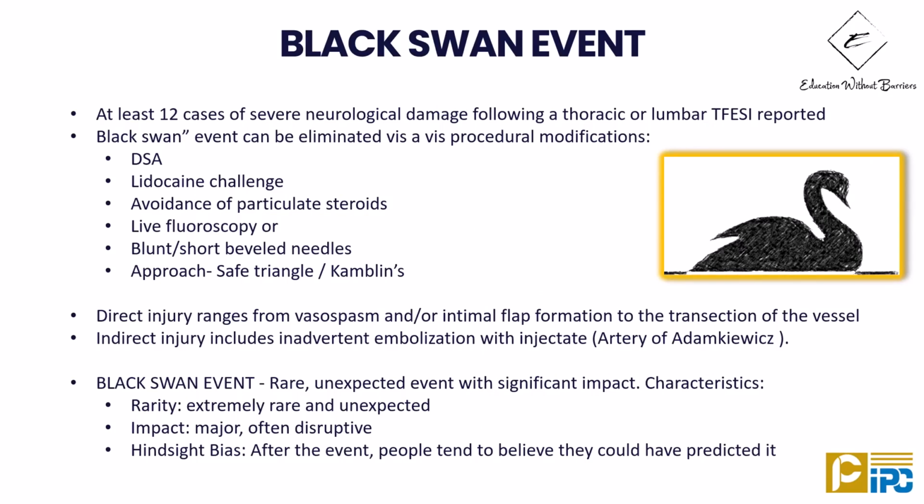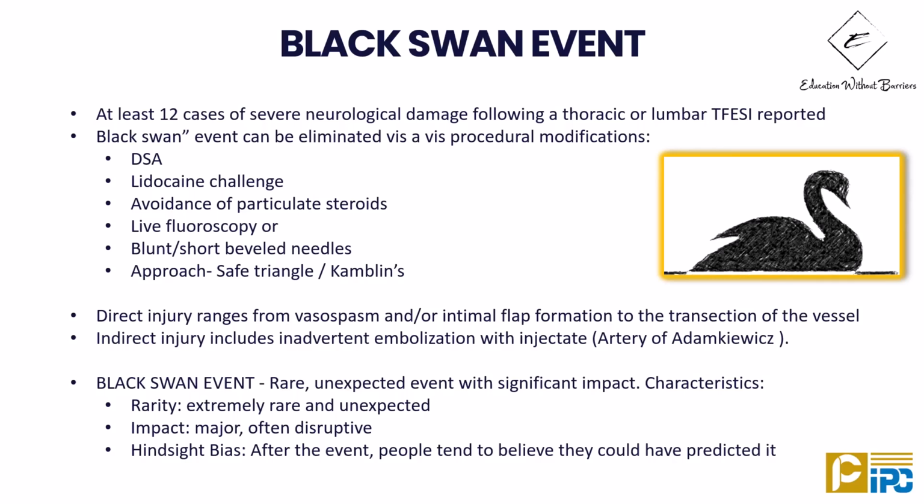What can you do to prevent it? Review the MRI scans, have DSA, digital subtraction imaging. If you have access to that, use that. Avoid particulate steroids, because some of these studies quote that there has been no paraplegia documented with dexamethasone or non-particulate steroids, and it makes me wonder, is it the particulate nature, or are there other mechanisms such as spasm or damage to the artery which are also playing a role? You should use live fluoroscopy, tension tubing, blunt and short beveled needles.